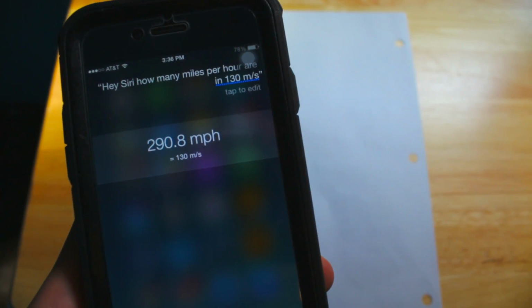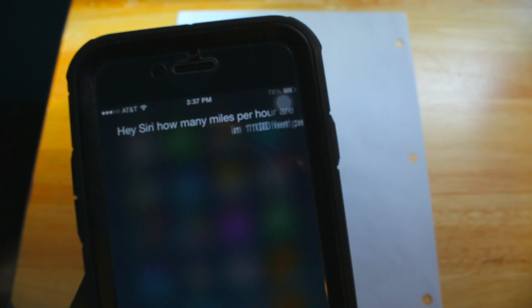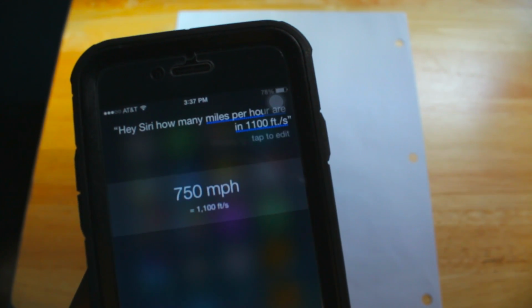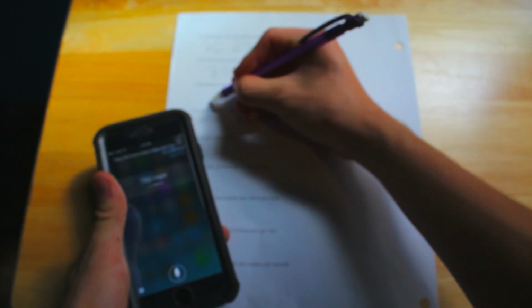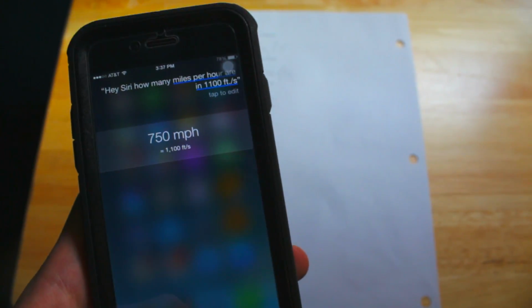Hey Siri, how many miles per hour are in 1,100 feet per second? That would be 750 miles per hour. 750 miles per hour. Okay.